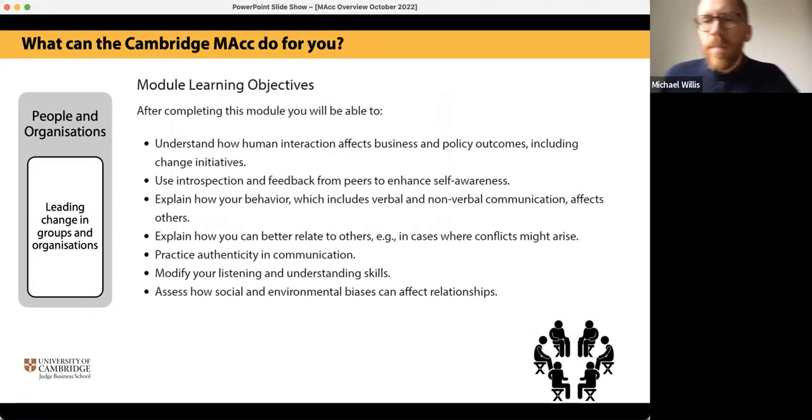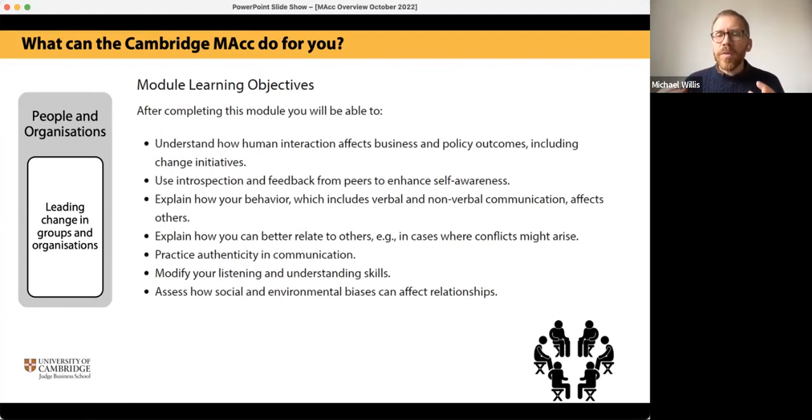Okay, great. So that's a bit about the change management module. Next, another module in the area of people and organizations is the Interpersonal Dynamics module. This module is really an intense applied laboratory in communications and interpersonal communications.